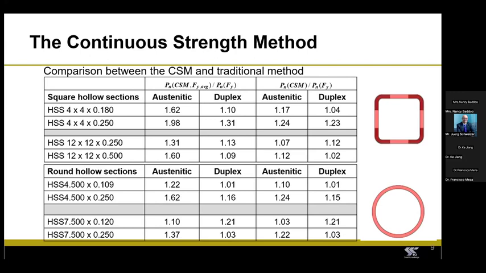Okay, so you can use the continuous strength method using the nominal yield strength of the material. Or, as I mentioned during the second webinar, for cold rolled and cold formed sections, you can use the increased yield strength due to cold working. So in this table, I'm comparing the cross-sectional resistance you would get for cold rolled structural hollow section columns when using the CSM and when using the traditional method. For the case in which you're using the CSM, the resistances I'm showing here in this table were calculated using both the increased yield strength and the nominal yield strength.